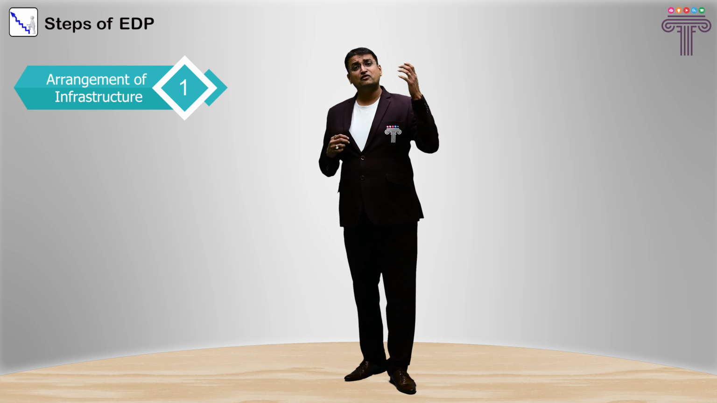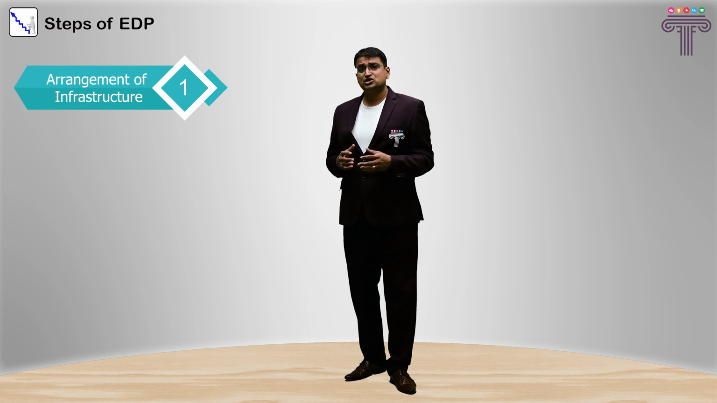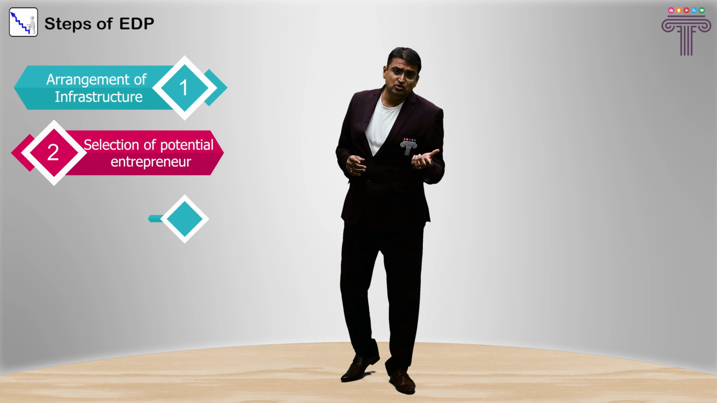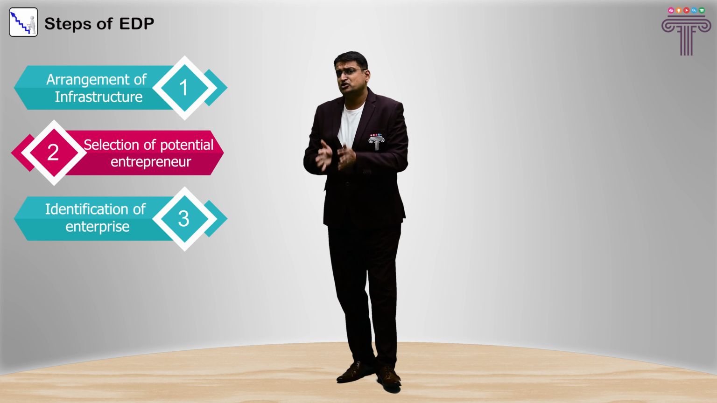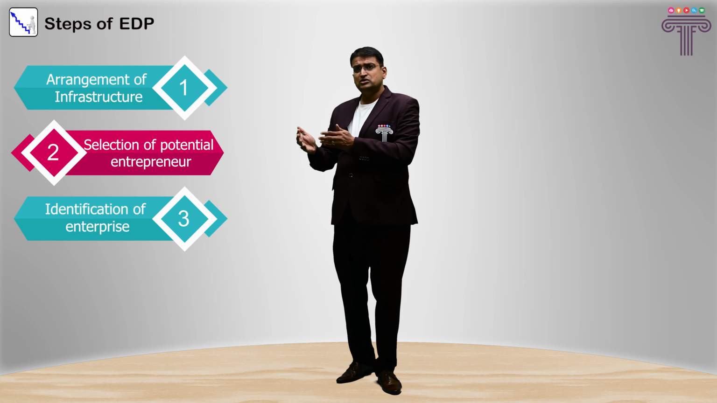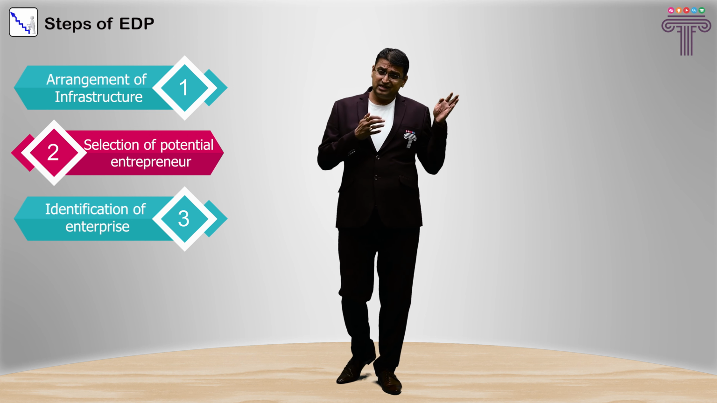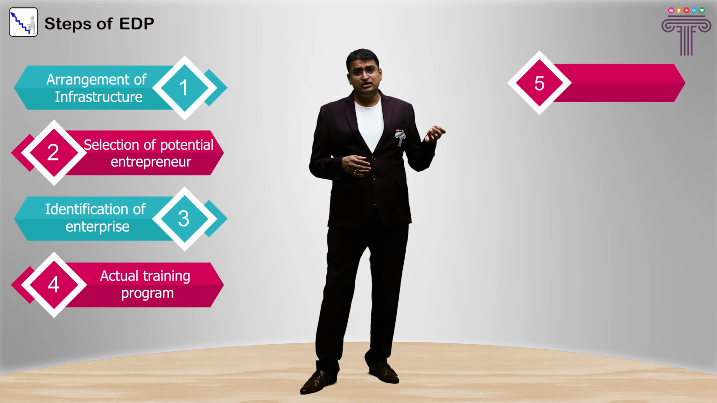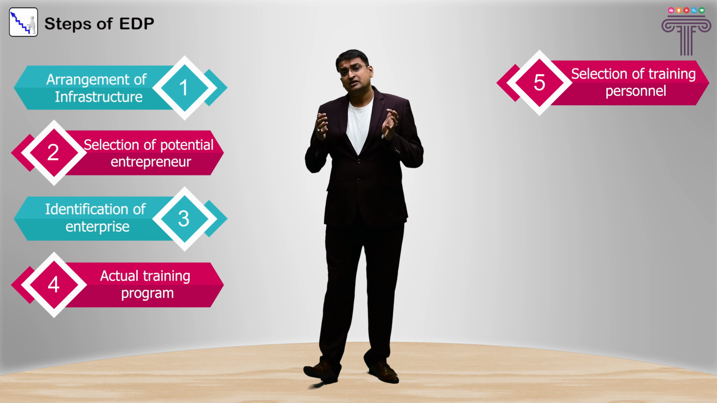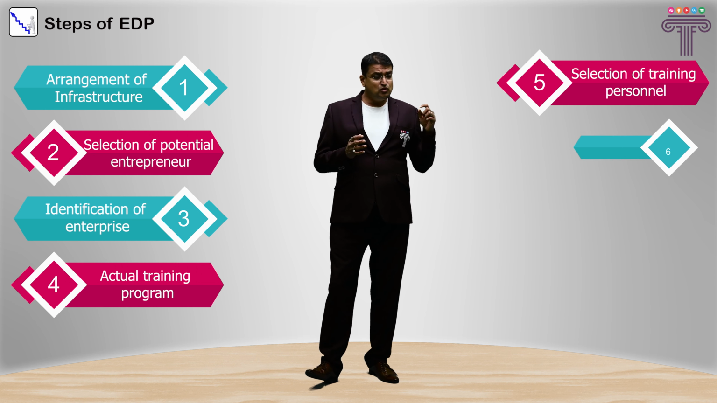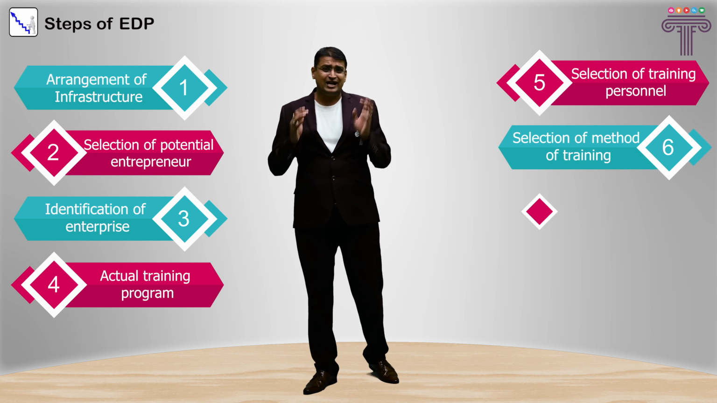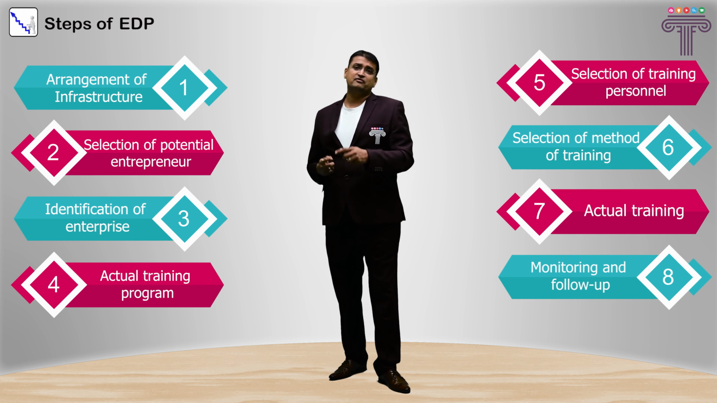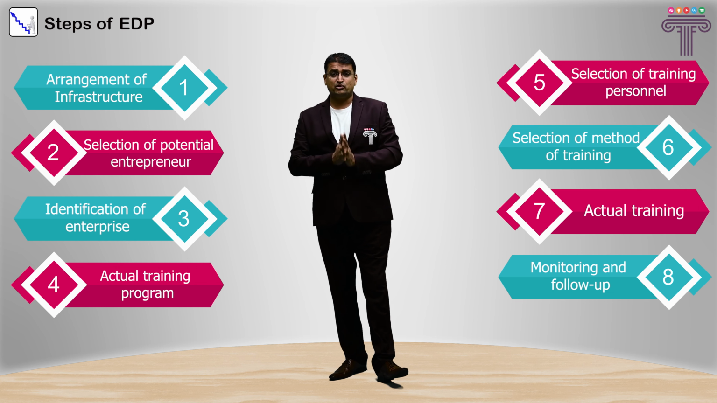You do arrangement of resources or infrastructure. Then you do what? Selection of potential entrepreneurs. Then you do what? Identification of the enterprise in which they want to do their business. Then you design the actual training program. Once you decide that, you select training personnel. Then you select the training methodologies. You do actual training after that. And once that is done, you do what? Monitoring and follow-ups to ensure that the program is successful.